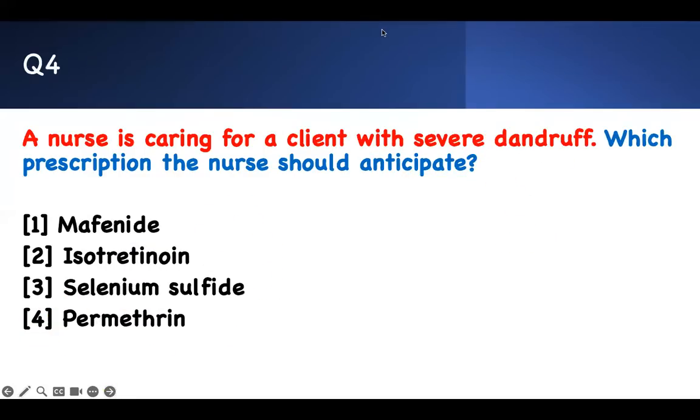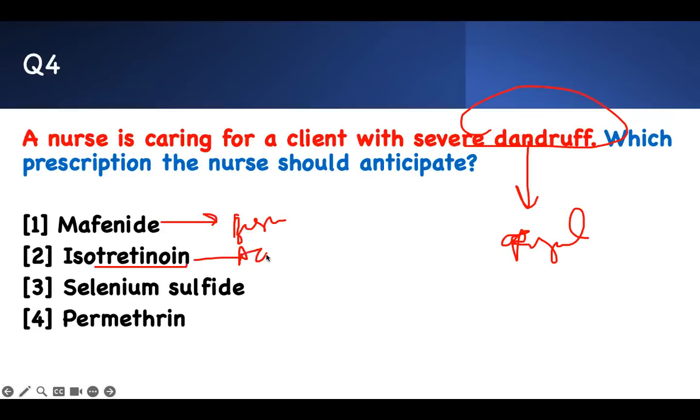And this is caring for a client with severe dandruff. And you said dandruff is what? Fungal infection. Which prescription should the nurse anticipate? I'm picking a fungal. Mafenide, this one is for burns. Okay. Isotretinoin, this is for acne. We will see it later. Selenium sulfide, yes. Permethrin is for scabies or pediculosis.